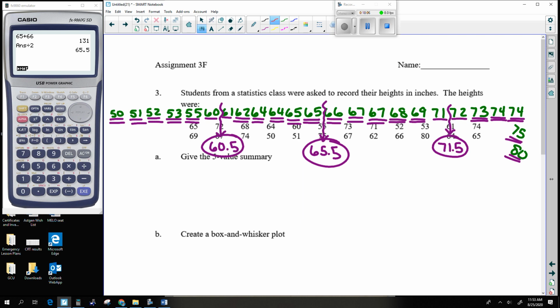So what is the 5-value summary? That's going to encompass the minimum, quartile 1, quartile 2, quartile 3, and the max. The minimum is the smallest number, and that's 50. The maximum is the largest number, and that's 80. The quartiles are at 60.5, 65.5, and 71.5.